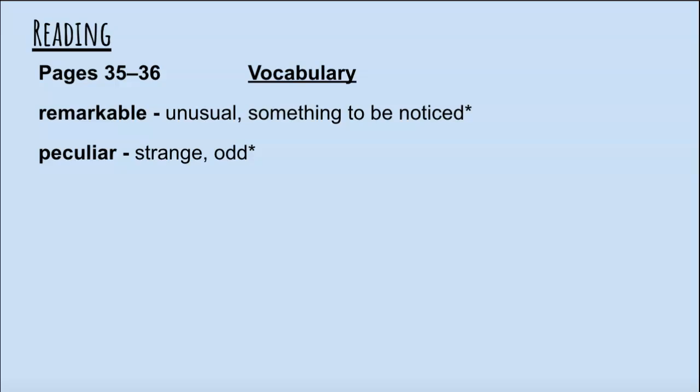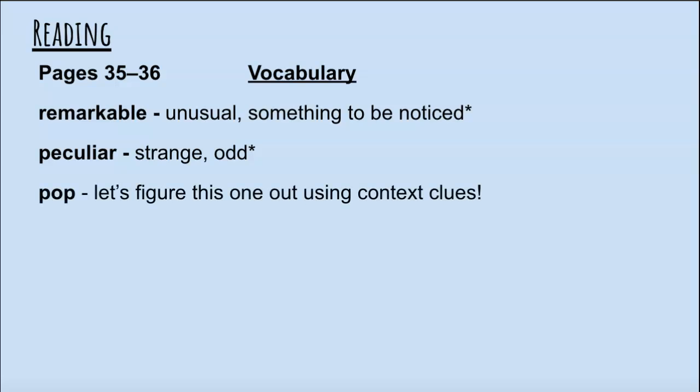Peculiar. Say it with me. Peculiar. Strange. Odd. And that word sounds strange and sort of odd when I say it on my tongue. Peculiar. Pop. Let's use context clues to figure this out when we read. See if you can figure it out.